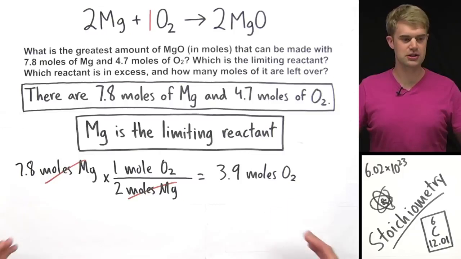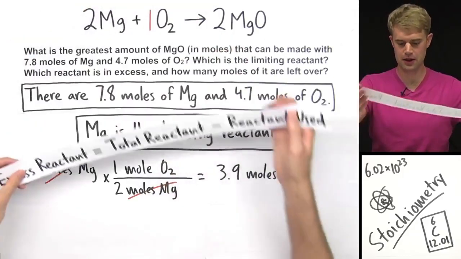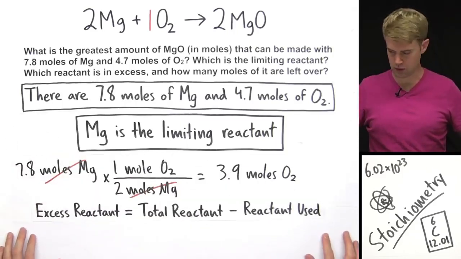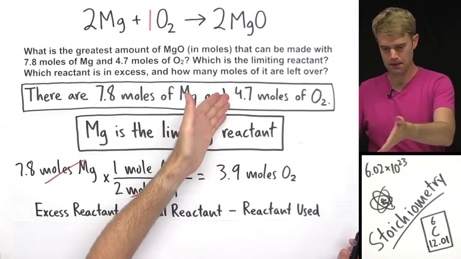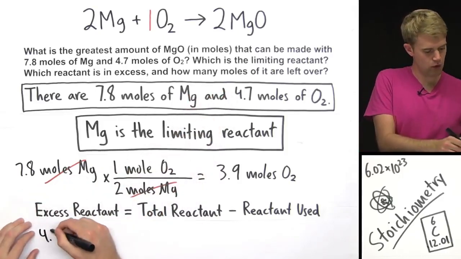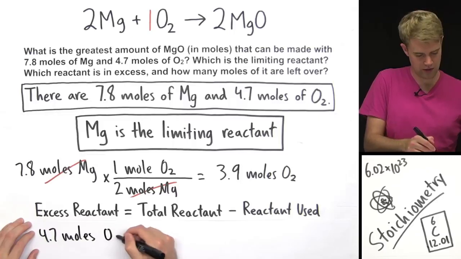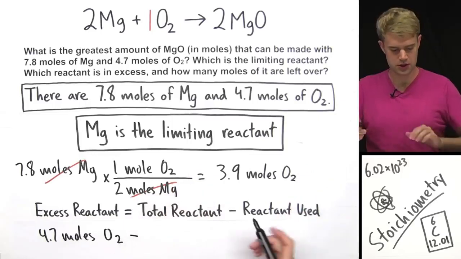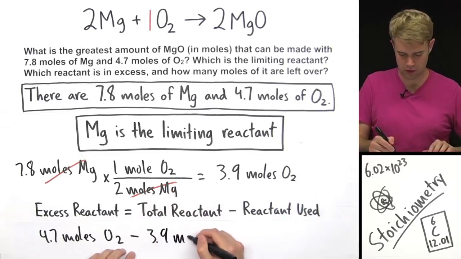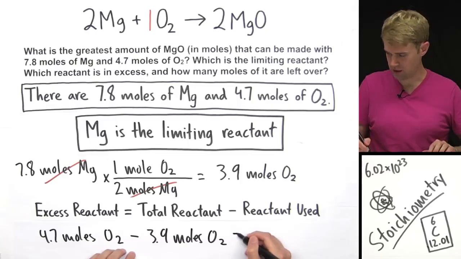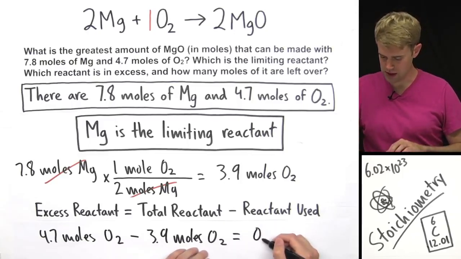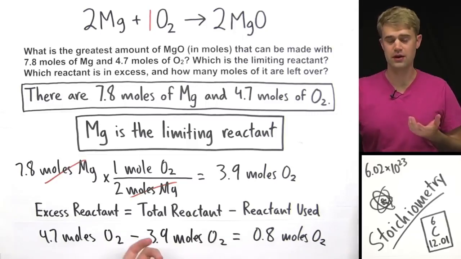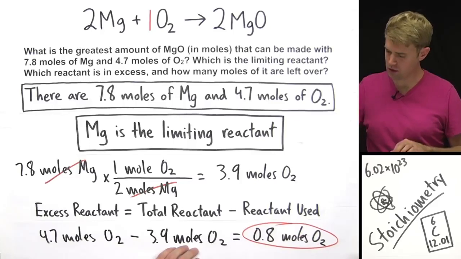So to figure out how much is left over, to figure out the excess reactant, it's a relatively straightforward equation. Okay? What we're going to do here is start with the total reactant, which is 4.7 moles of oxygen. And then we're going to subtract the amount of the reactant that we use, which is 3.9 moles of oxygen. And that's going to give us 0.8 moles of O2 left over. That's the excess reactant that we don't use.